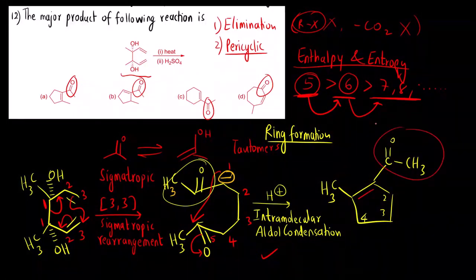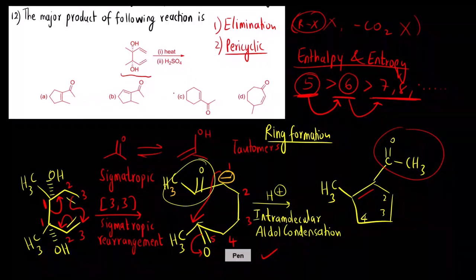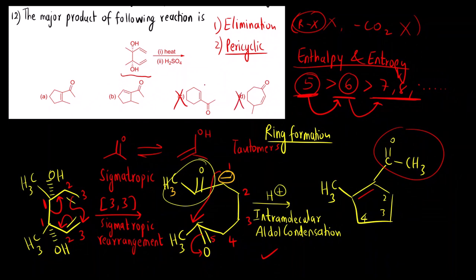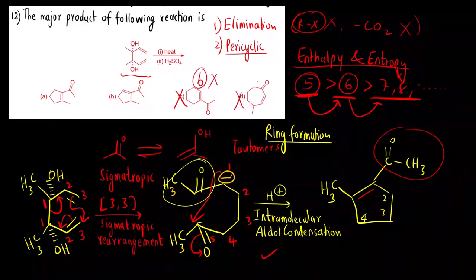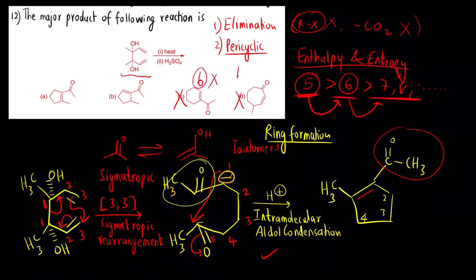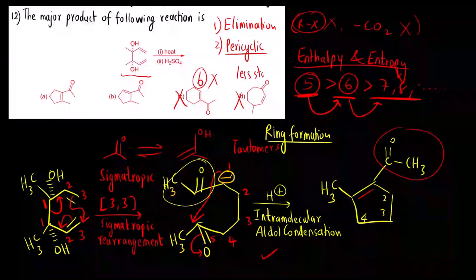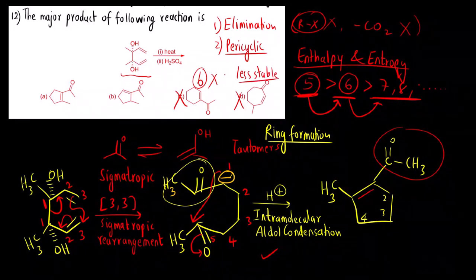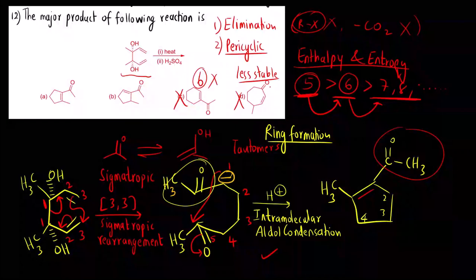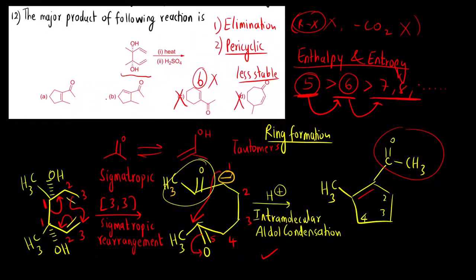Okay, so you can see in the options, we can straight away eliminate this and C and D. 6-membered ring is not formed. 7-membered is going to be less stable, so that is also not formed. Or even if it is formed, it will be very less amount, minor product.